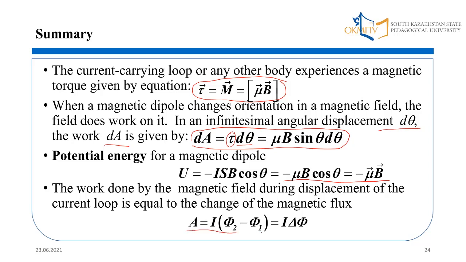So in order to find the work done by the magnetic field on a current loop during its displacement in the magnetic field, we can find it through the change of the magnetic flux, which is multiplied by the current flowing through the loop in the magnetic field.